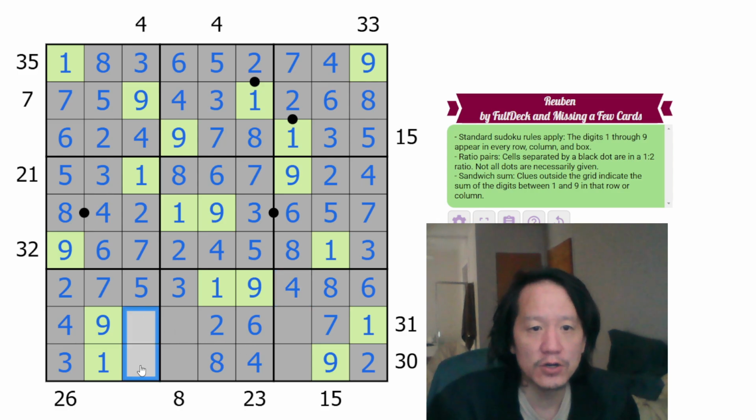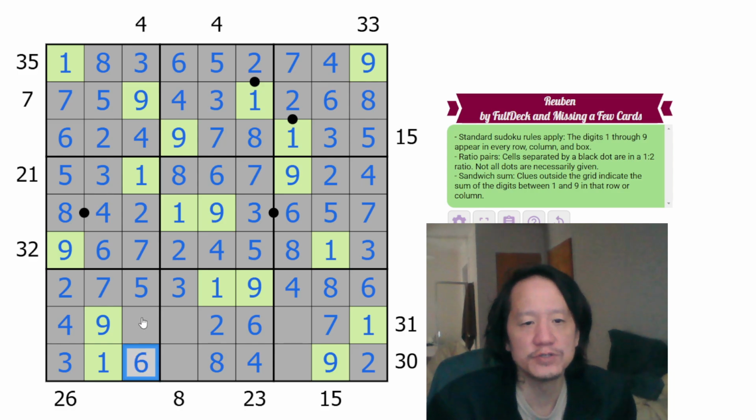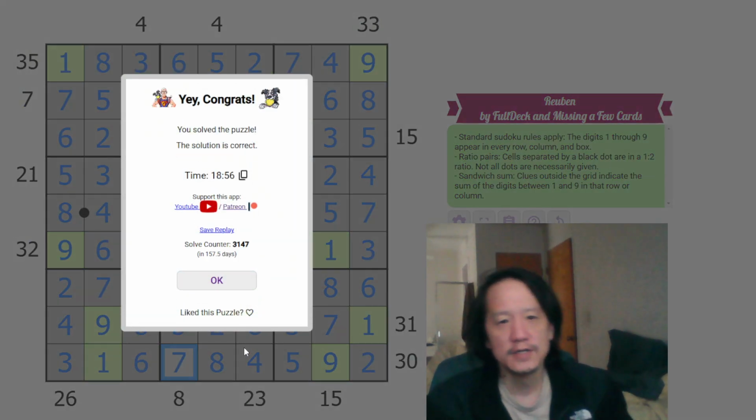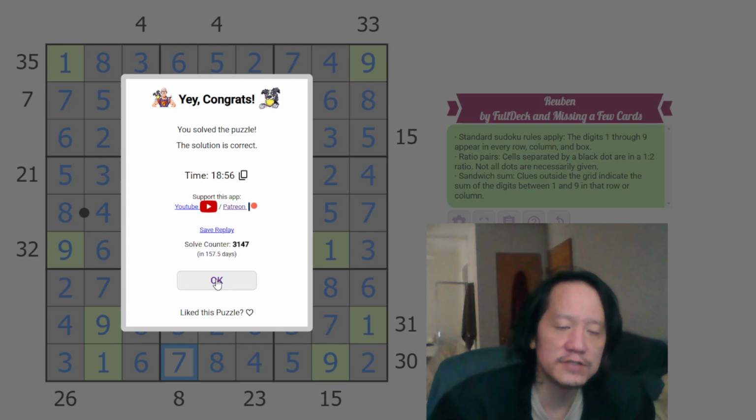Remaining digits here are 6 and 8, and this can't be 8, so this is a 6. This is an 8 because of this. Remaining digits here are 3 and 5. This can't be 3, so this is 5. This is 3. Therefore, the remaining digits are 5 and 7. And that's how you solve it.